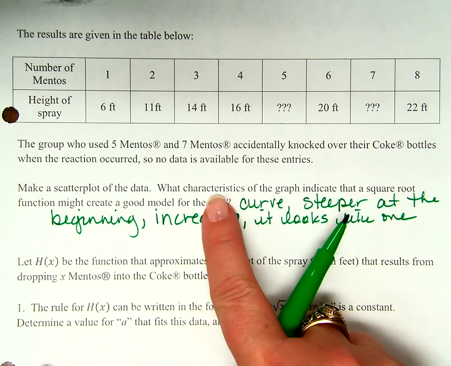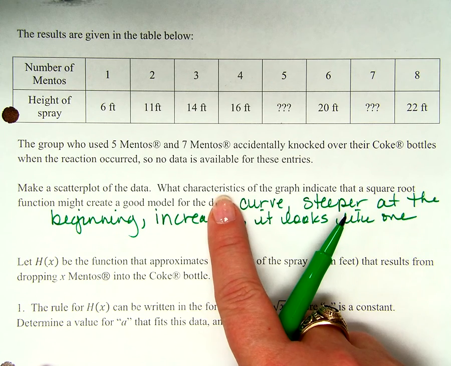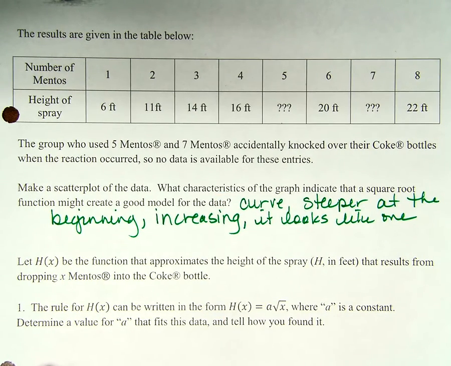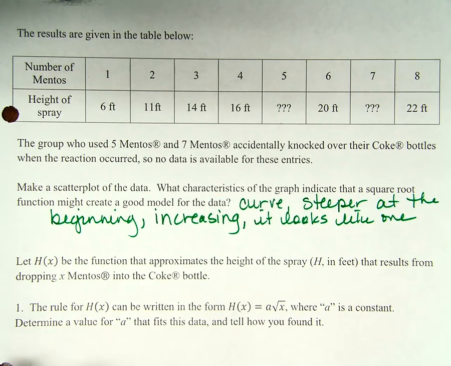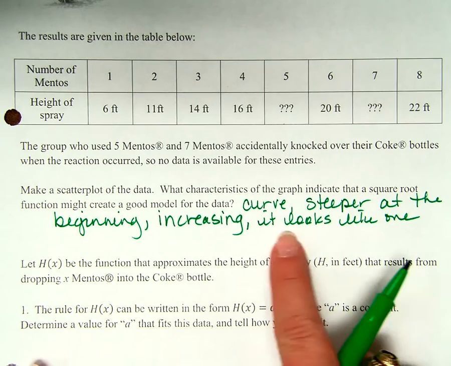We are making predictions. That's exactly right. And we're looking at characteristics, right? I'm not saying this is exactly a square root function right now. Because I'll tell you right now, it's not. But it does make a square root function shape, doesn't it? It looks like one.